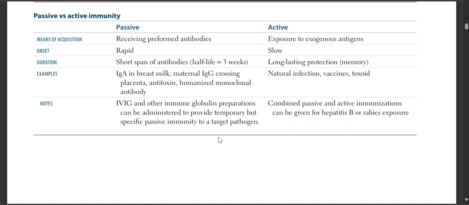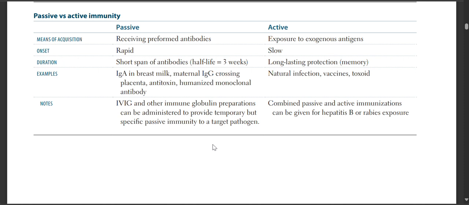So, did you guys understand the difference between active and passive immunization? Yes, I got it. Perfect. I got that. Thank you so much. No problem.